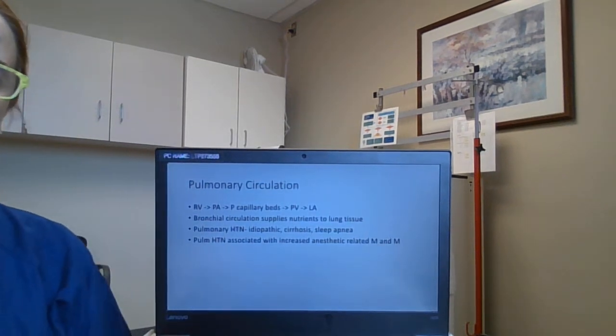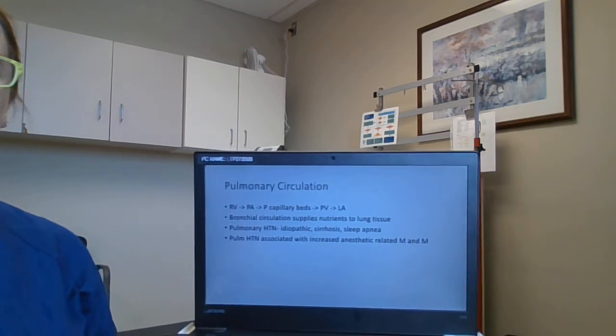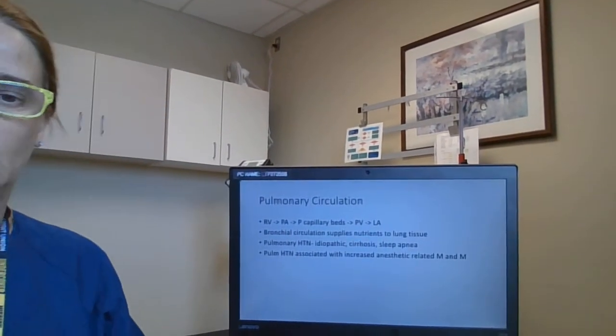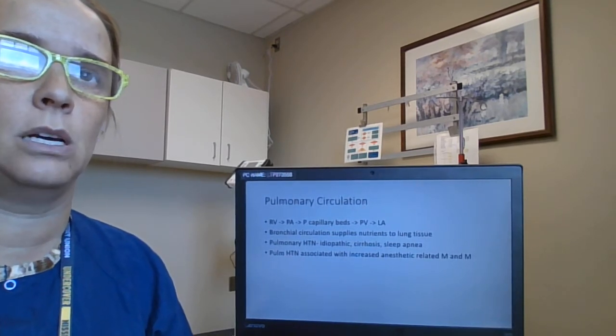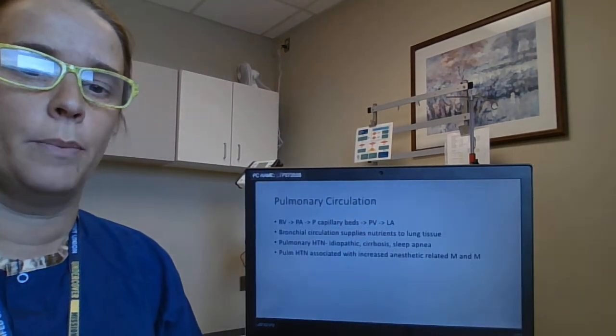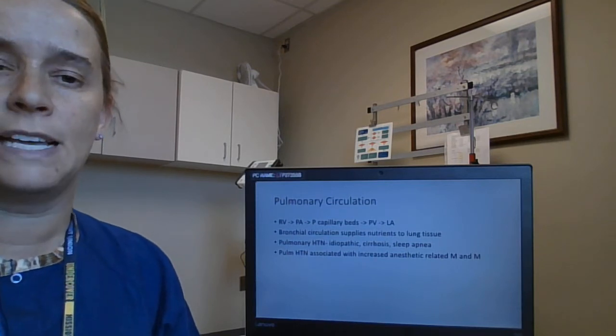Okay, welcome back to our second part of our anesthesia lecture on cardiac and pulmonary physiology. And we're going to now delve into the pulmonary aspects of care from an anesthesiologist standpoint. So we'll touch on pulmonary circulation briefly. And I think most of you should remember exactly how this works.